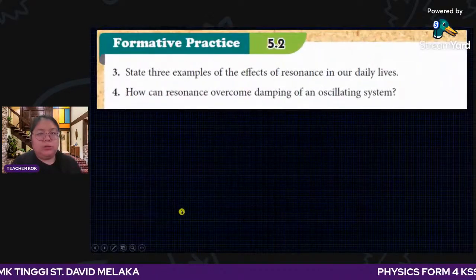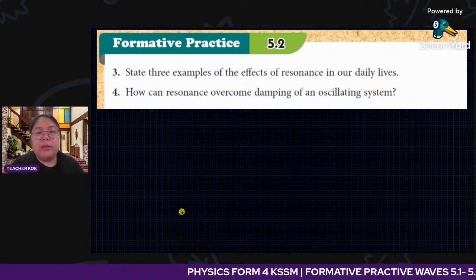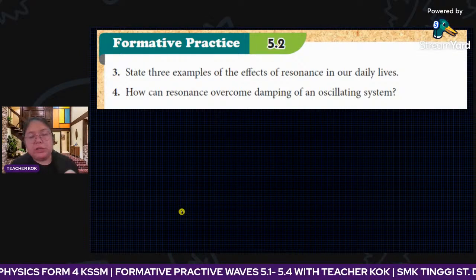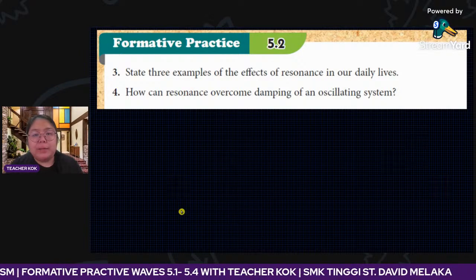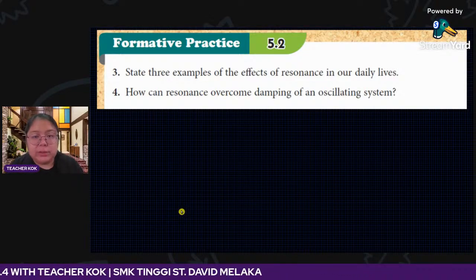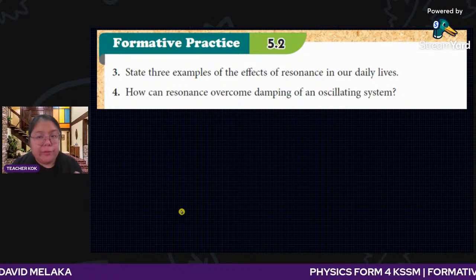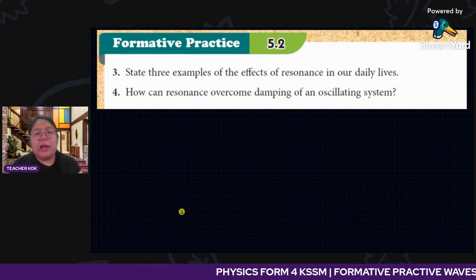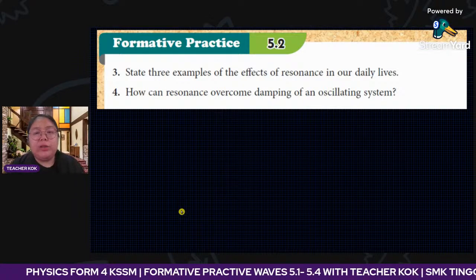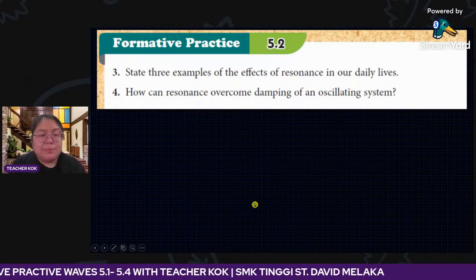Then we go to 5.2, continue with number 3. State three examples of the effect of resonance in our daily life. Remember, resonance is when the natural frequency and the external frequency match together and produce a maximum amplitude. In our daily life, in certain situations there is resonance, but we do not realize it. So from here we can see three examples.